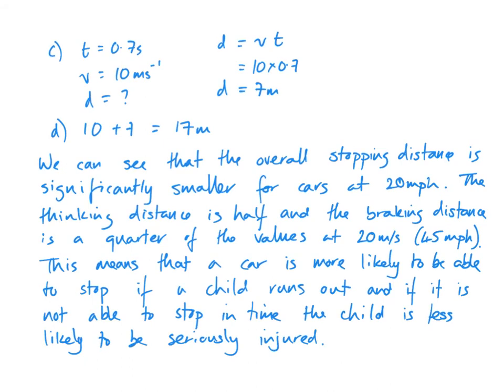I think the official statistics are something like, at 20 miles per hour compared to 40 miles per hour, there's something like a tenth of the serious injuries caused.